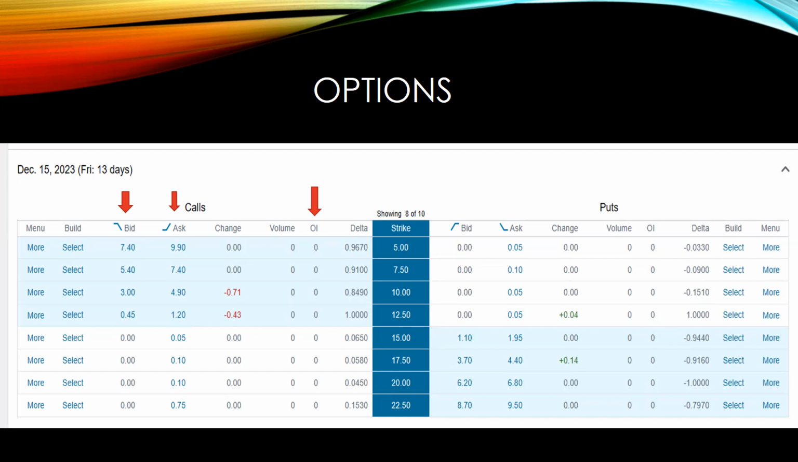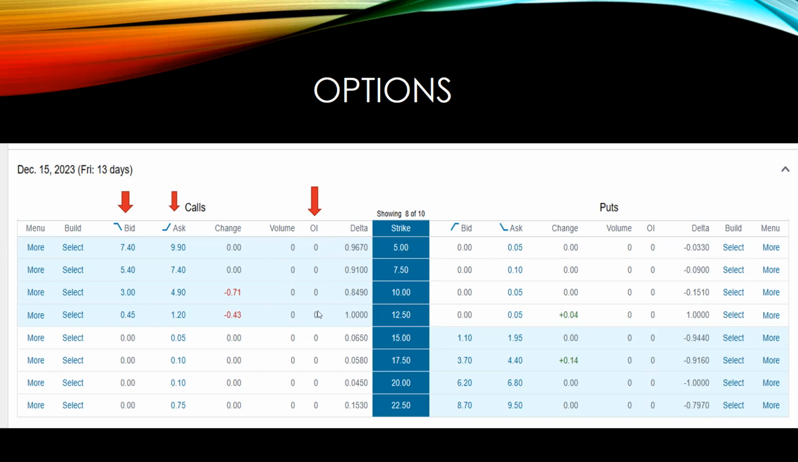So if you look at this option chain here, and we look at the 12.50 strike price, the ask is $1.20 and the bid is 45 cents. So you will be paying $1.20 for this particular option, but you would only be able to sell it for 45 cents. So this spread is more than 10 cents. We don't want our spreads to be more than 10 cents.